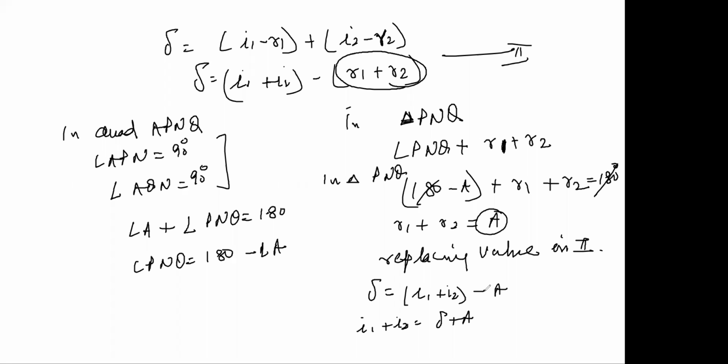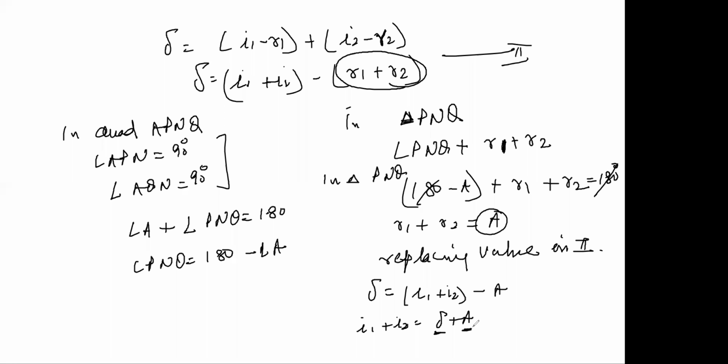What is I2? Angle of emergence, at the second refraction, at the second surface. What is delta? Angle of deviation. And A is the angle of prism. That's what we get out of this derivation.